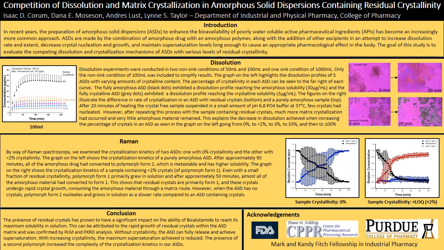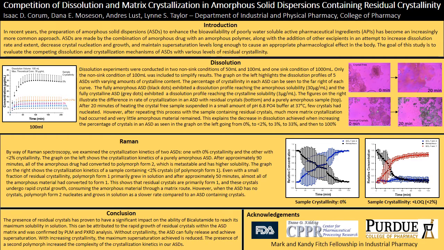The figures on the right were taken with a polarized light microscope and illustrate the difference in rate of crystallization in an ASD with residual crystals, which is located on the bottom there, and a fully amorphous sample, which is located on the top. After 20 minutes of heating the crystal-free sample suspended in a small amount of pH 6.8 phosphate buffer, very few crystals had nucleated. However, after repeating this process with the sample containing residual crystals, much more matrix crystallization had occurred and very little amorphous material remained.